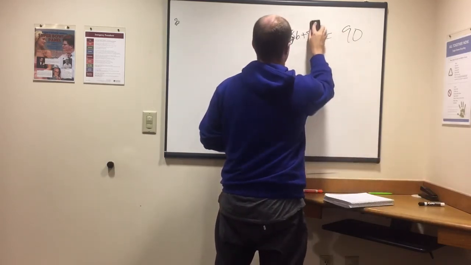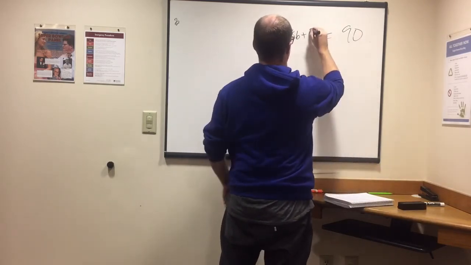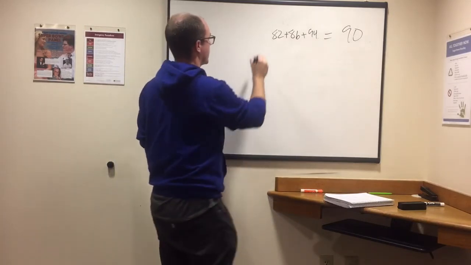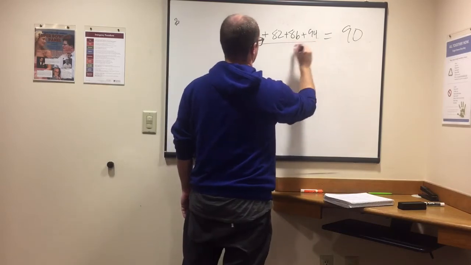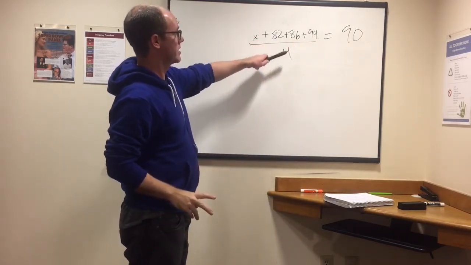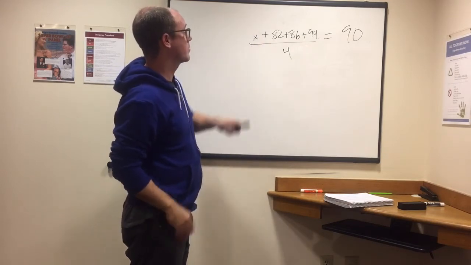82, 86, 94. Okay, and then we have this one test left, the fourth test. I don't know what that's going to be, so we're just going to call that x. Okay, and divided by 4, right? Because we have this number as an average, so it's the total number of terms, 4 of them, and that's why we left 4 down here.